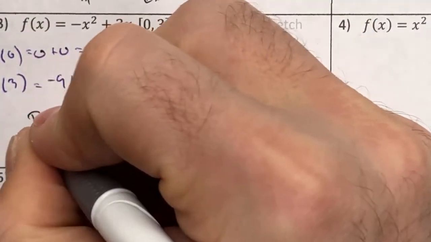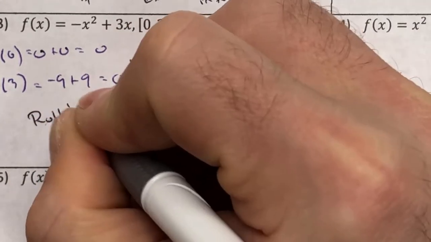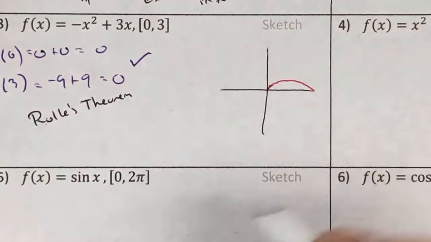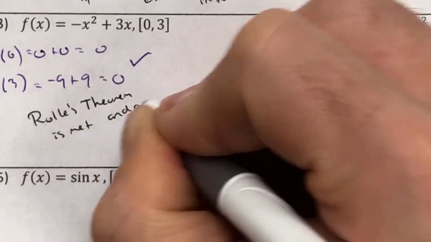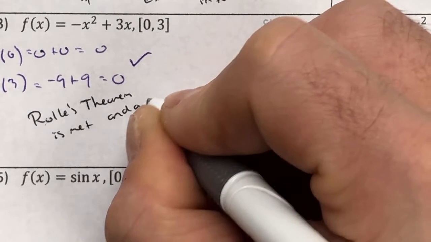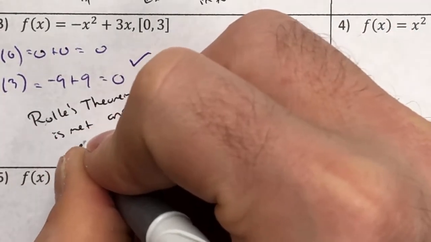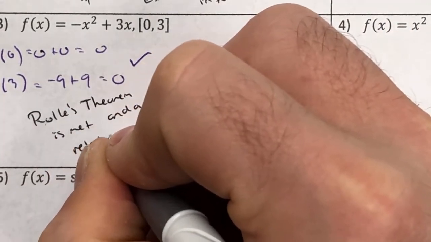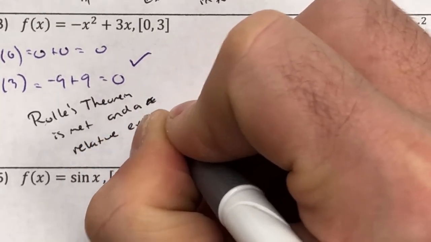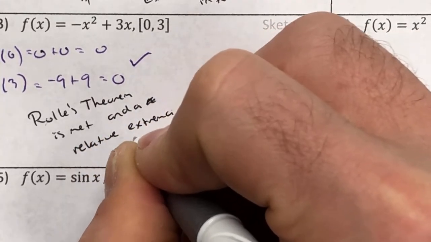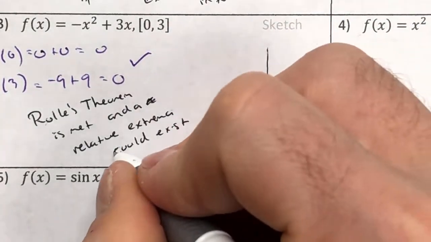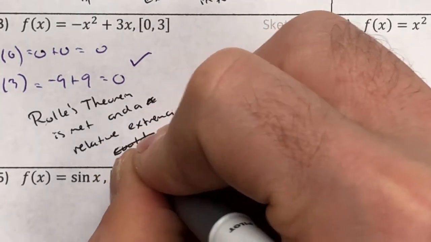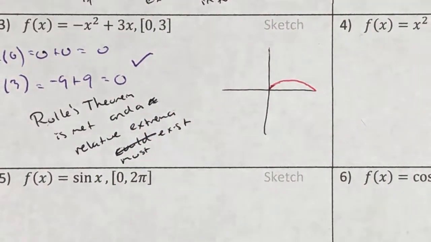So Rolle's theorem is met, and a relative extrema could exist. Actually, not could exist. The whole point of Rolle's theorem is that it must exist. It is continuous, differentiable, and both the left and the right sides are equal.